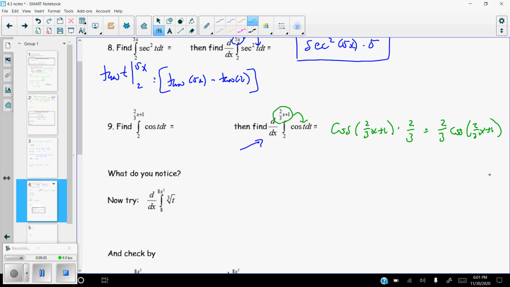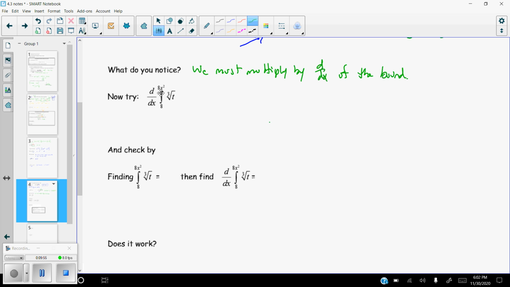Okay? And that's the what-do-you-notice part. We must multiply by the derivative of the bound. And technically that's what we were doing when it was just x as well, because the derivative of just x is 1. So we would always have been multiplying by 1 anyway. All right, so let's try a couple more.